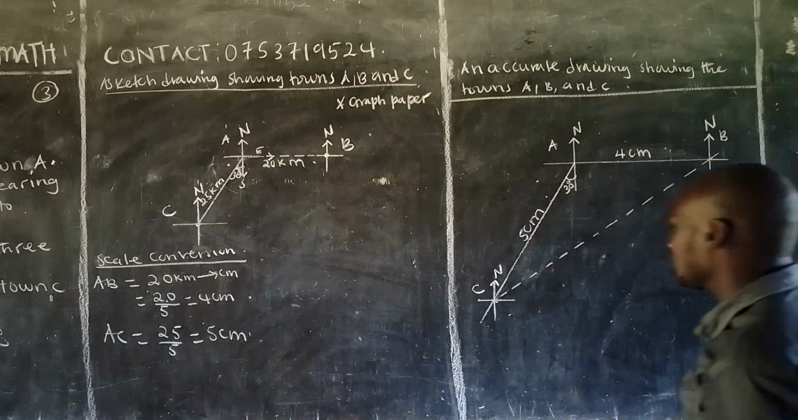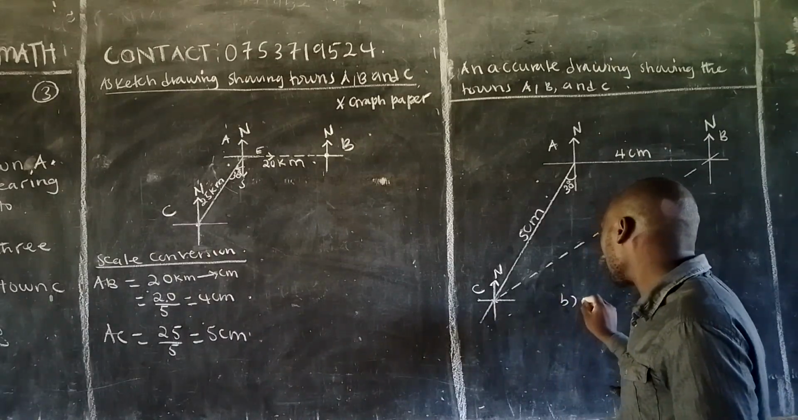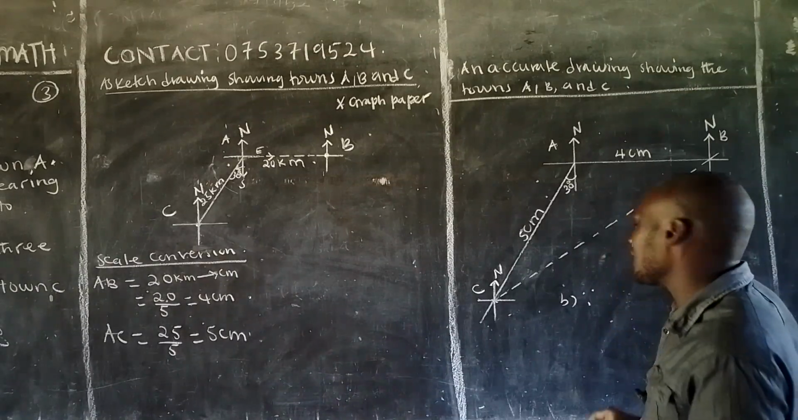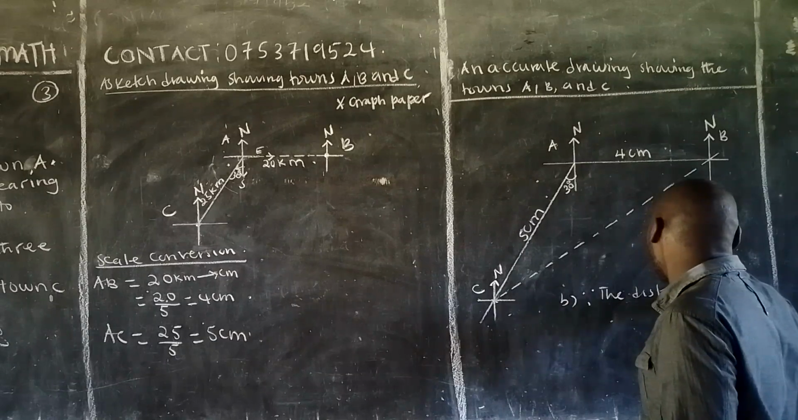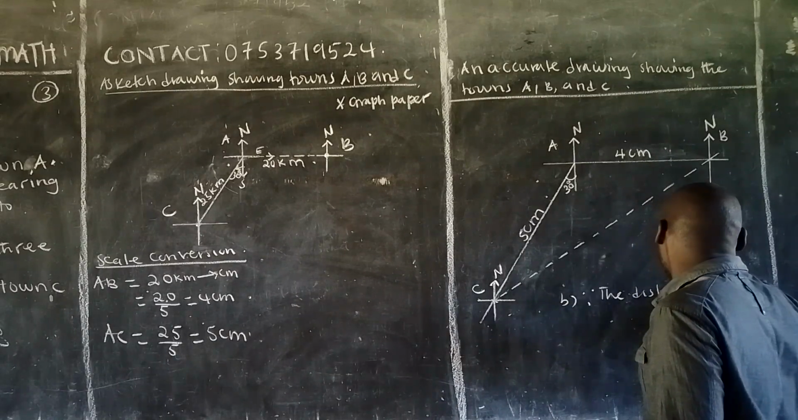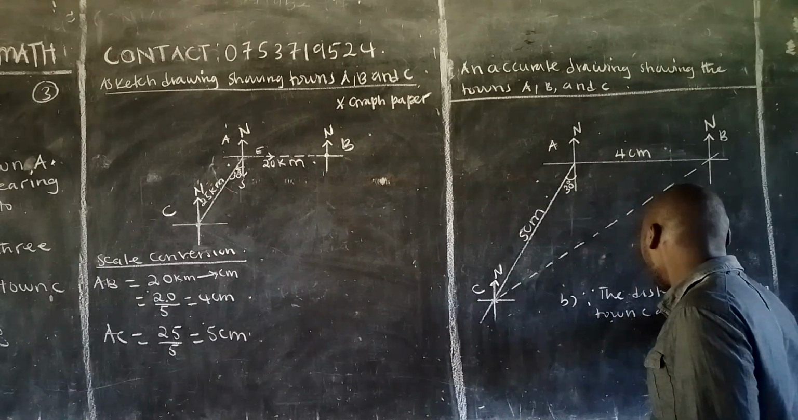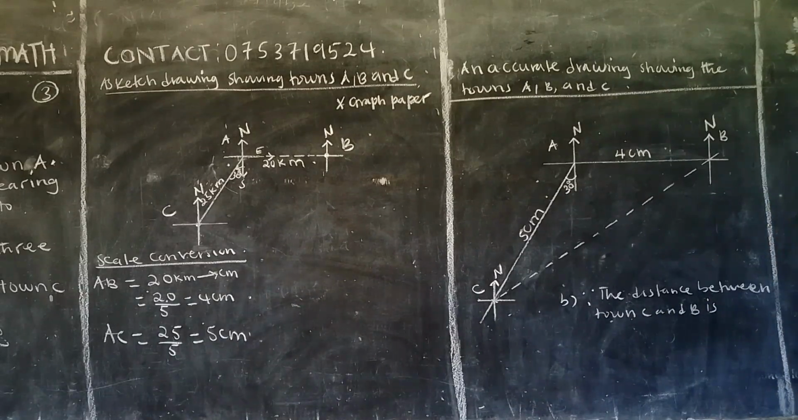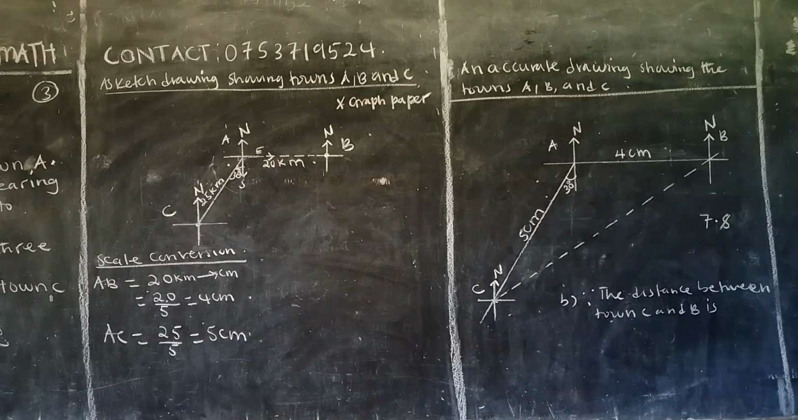It is 7.8. So now we are answering part B. Part B shall say that therefore, the distance between town C and B is, now the distance is 7.8. Please, the distances here and even angles must be to one decimal place in bearing.